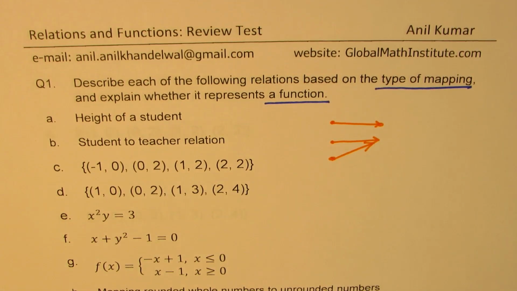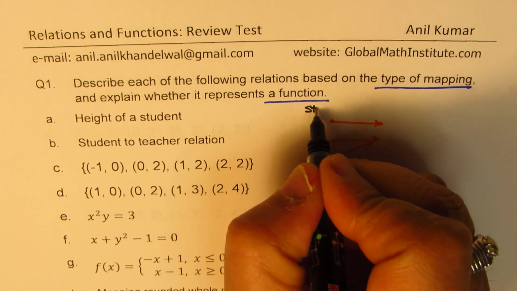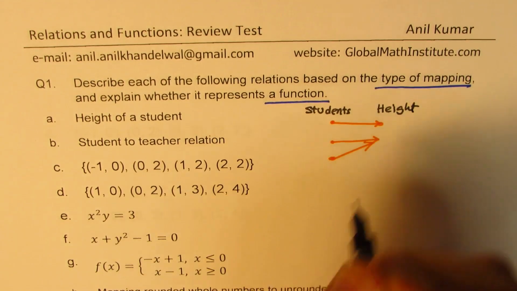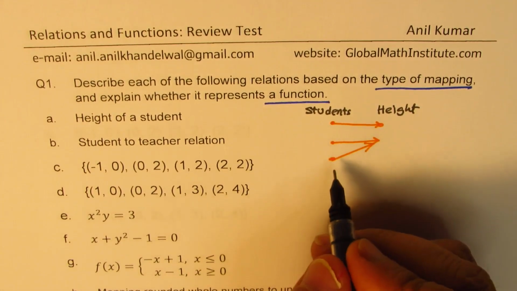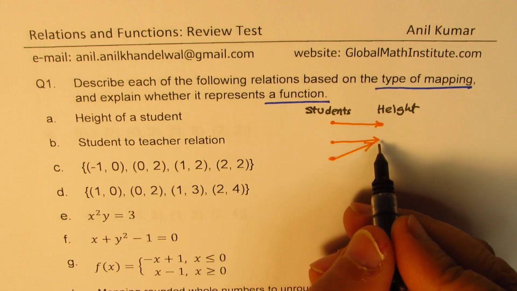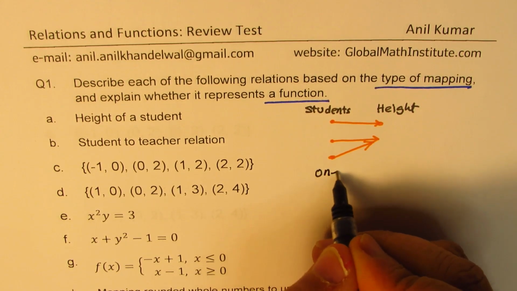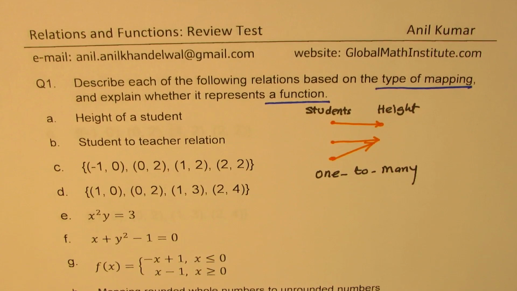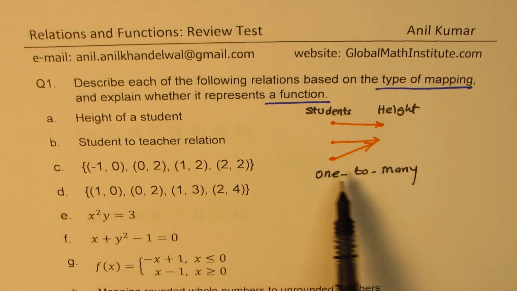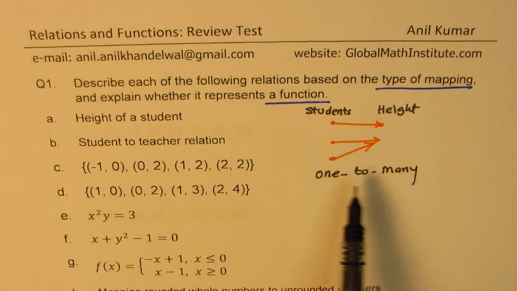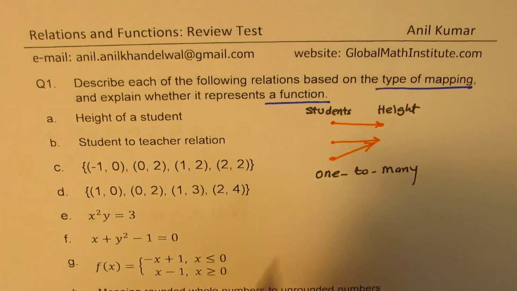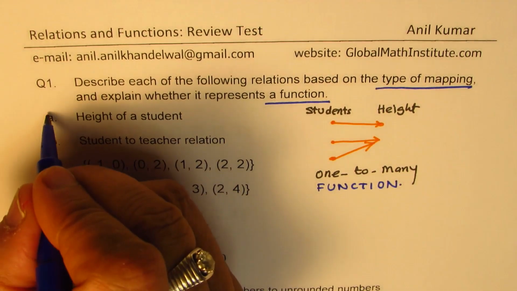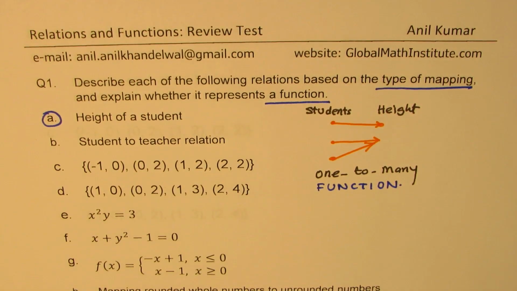So what we are doing here is we're looking into students and their height. And what we find here is that we have a relation which is one may be mapped to many, right? So this is one to many. Is that clear to you? So height of a student is a one to many relation. Now this kind of a relation is definitely a function. Is that clear to you? So we have done part A, height of a student.